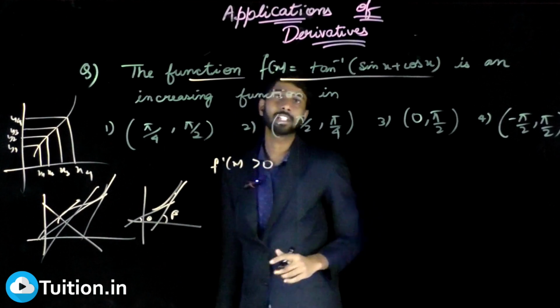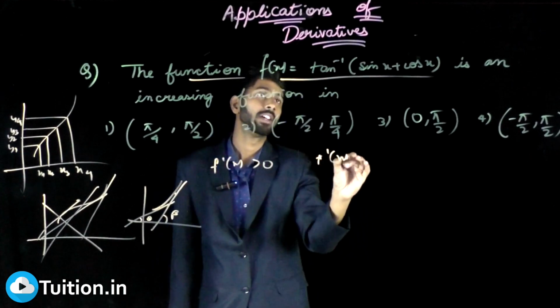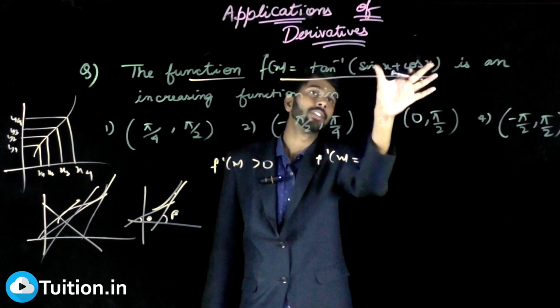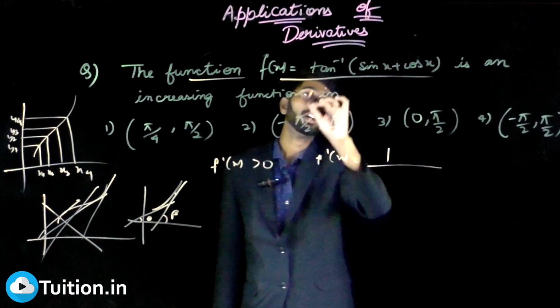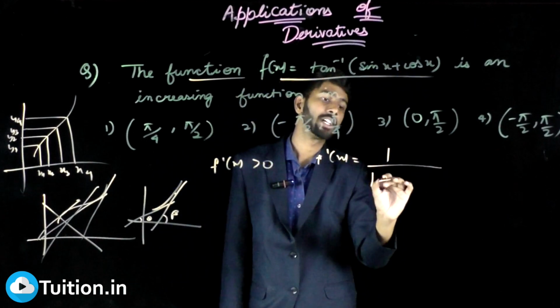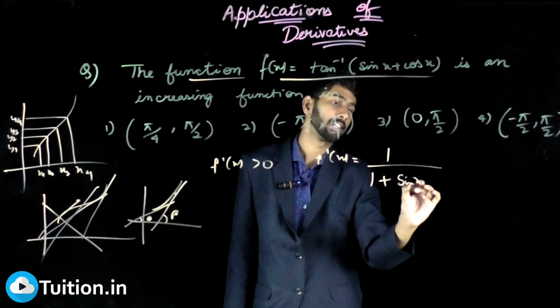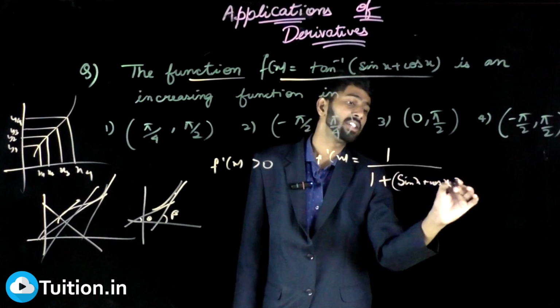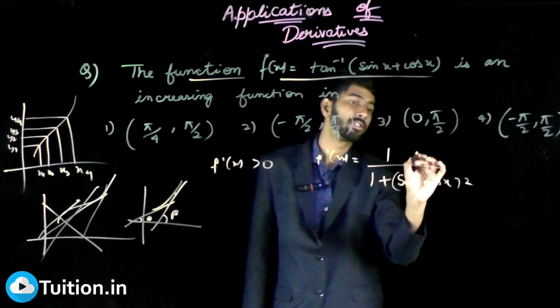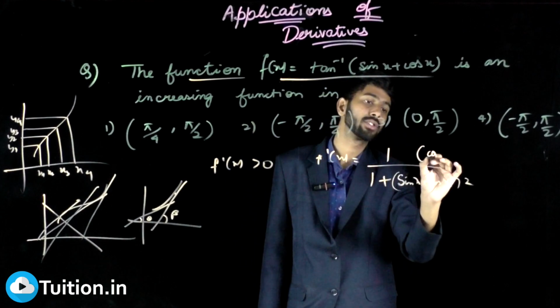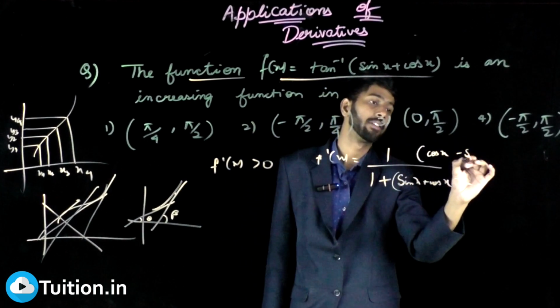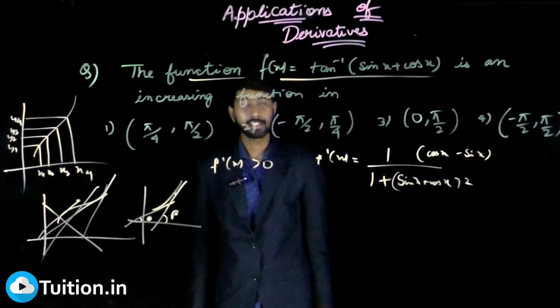So let's first find the derivative of this function, f dash x. It's nothing but tan inverse of a function. So first of all, you differentiate the tan inverse function. That is 1 by 1 plus (sin x plus cos x) whole square. And then you differentiate the function inside. So sin x derivative is cos x and cos x derivative is minus sin x.